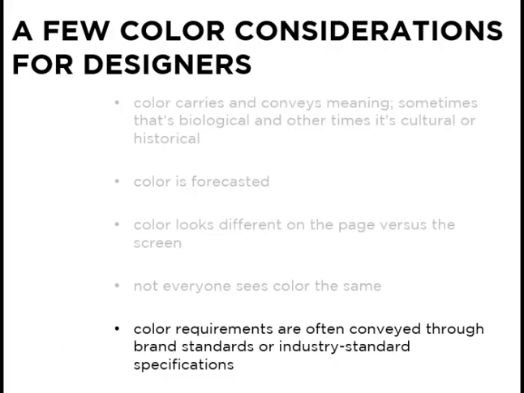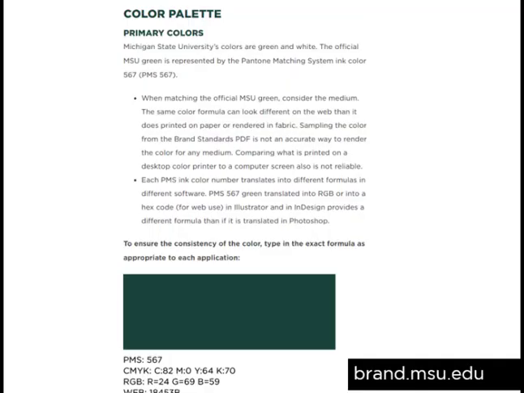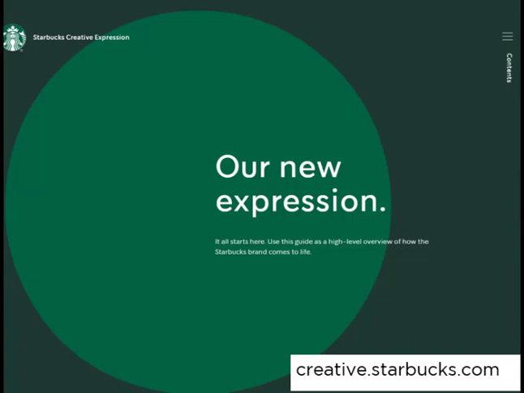Finally, the 5th consideration, color requirements are often brand or industry standard. If you haven't spent time with the MSU brand standards at brand.msu.edu, I definitely encourage you to do so. Our brand standards guide includes a discussion of and the PMS, CMYK, RGB, and web versions of our Spartan Green, along with the University Brand Standards secondary colors. And just about every major company or organization has brand standards.